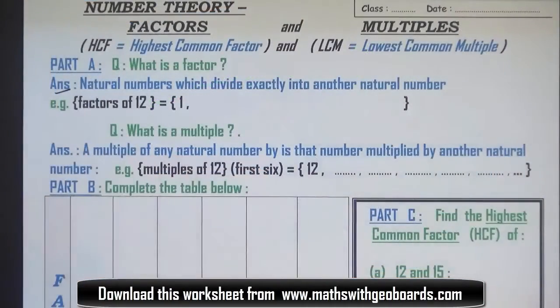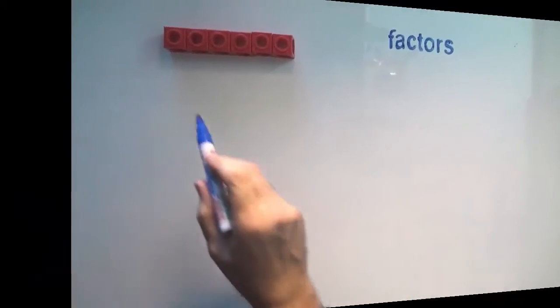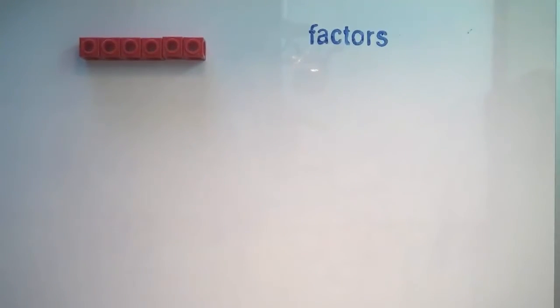So part A, what is a factor? Well, any natural numbers which divide exactly into another natural number are its factors. So I'll explain this on the whiteboard. Here we have 6. A factor, I said, was a natural number that divides exactly into another.